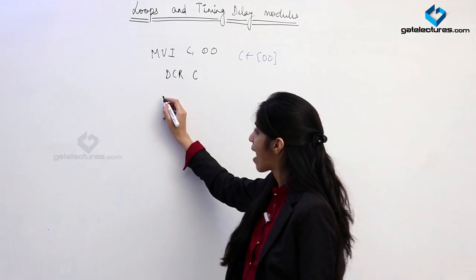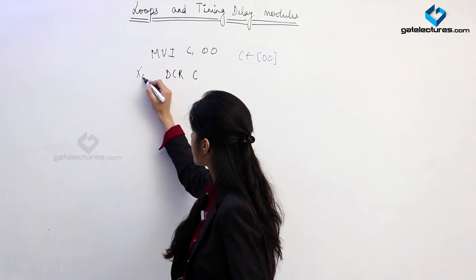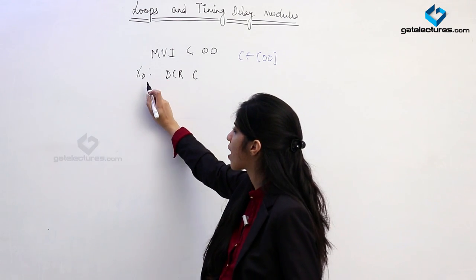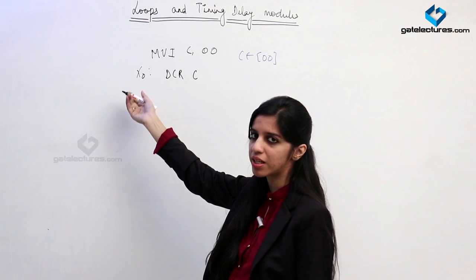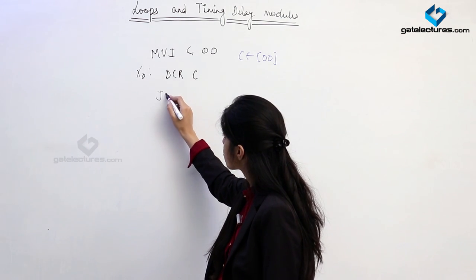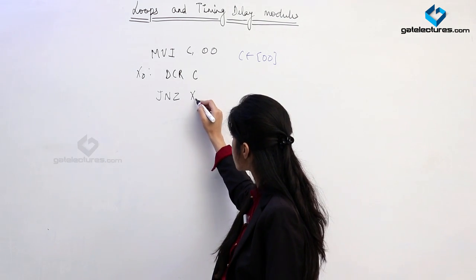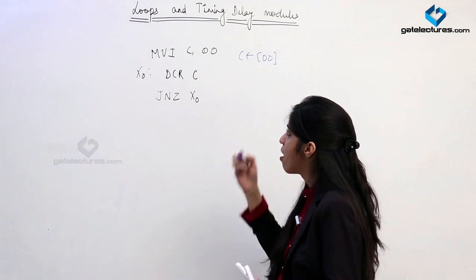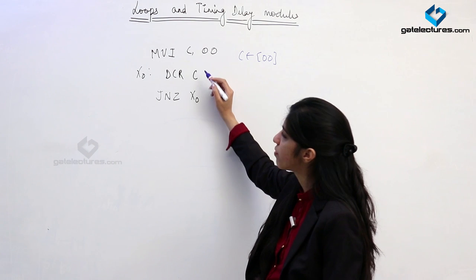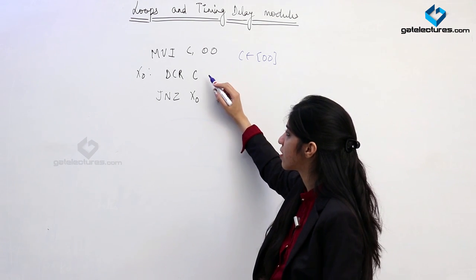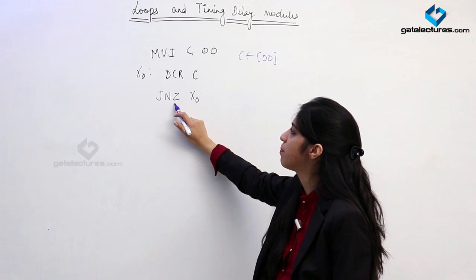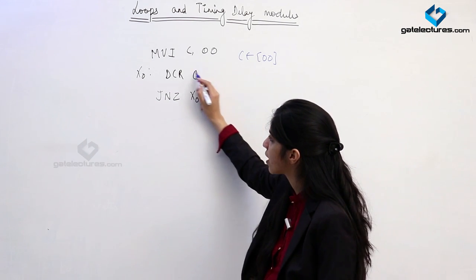Next I'm having DCR C, and then suppose I'm giving this a label. This is just a label because we are not sure of the address of this instruction. So I'm just giving it a label X naught. Next instruction I'm giving is jump not zero, X naught. Now what is actually happening in this program is we have loaded C with 00. We are decreasing the contents of C, and until the contents of C again become 00, this loop is going to take place.